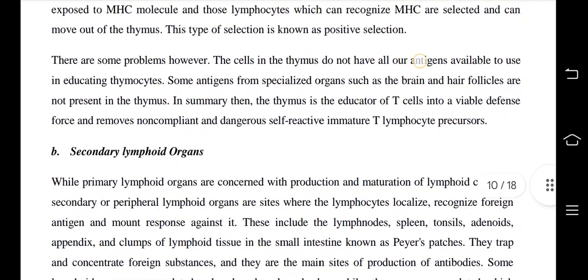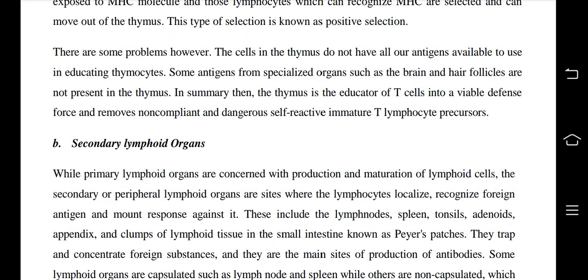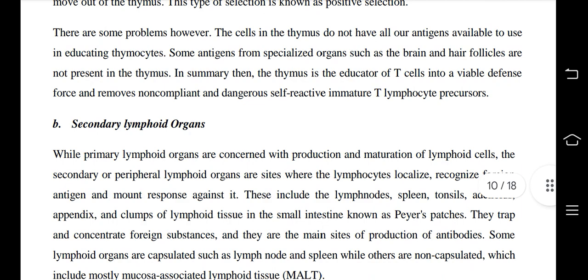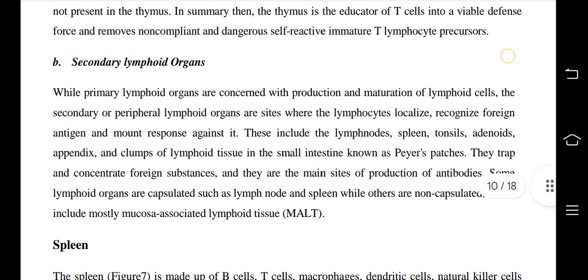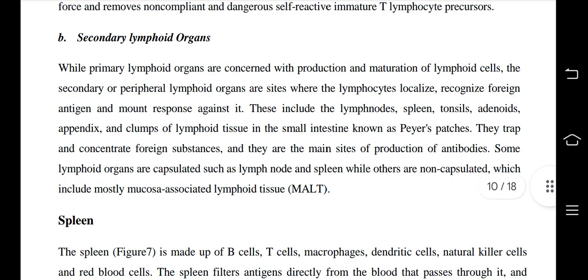There are some problems, however. The cells in the thymus do not have all our antigens available to use in educating thymocytes. Some antigens from specialized organs such as the brain and hair follicles are not present in the thymus. In summary, the thymus turns T cells into a viable defense force and removes non-compliant and dangerous self-reactive immature lymphocyte precursors.